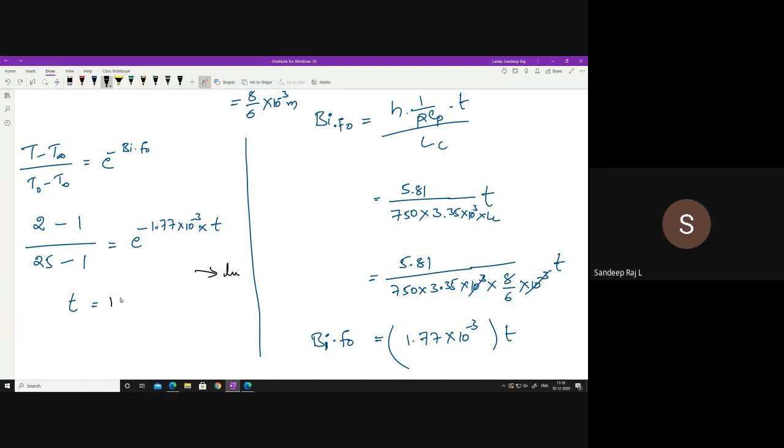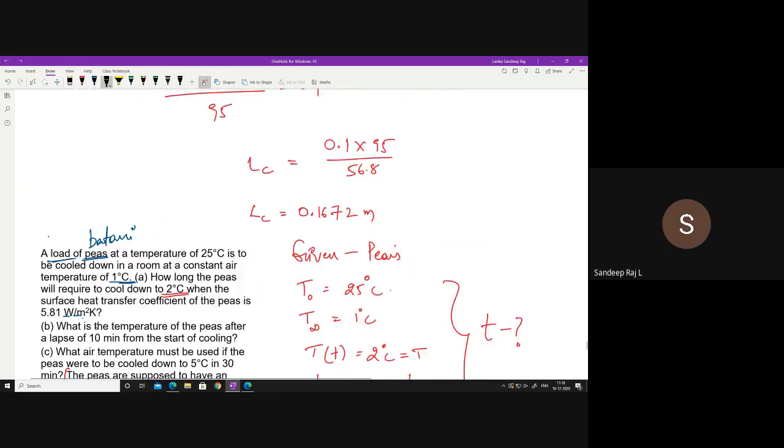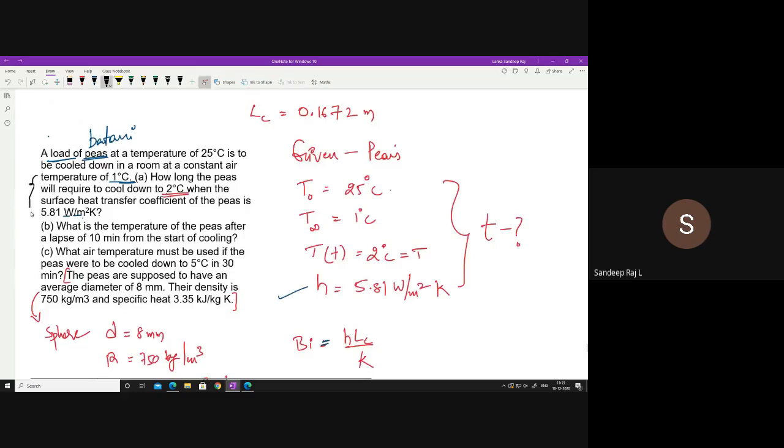Please tell me what is this value? 1869, 1869.4 seconds. This is your time. So that completes your first question. So this is around 31 minutes, approximately equal to 31 minutes. We'll discuss about this a little later.